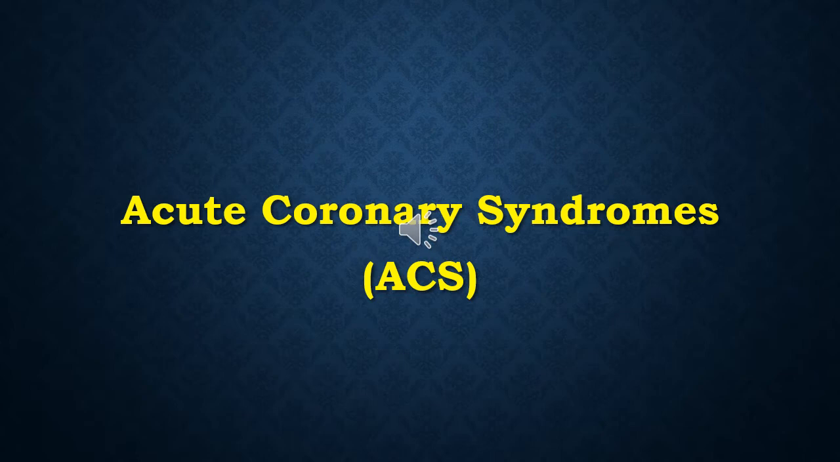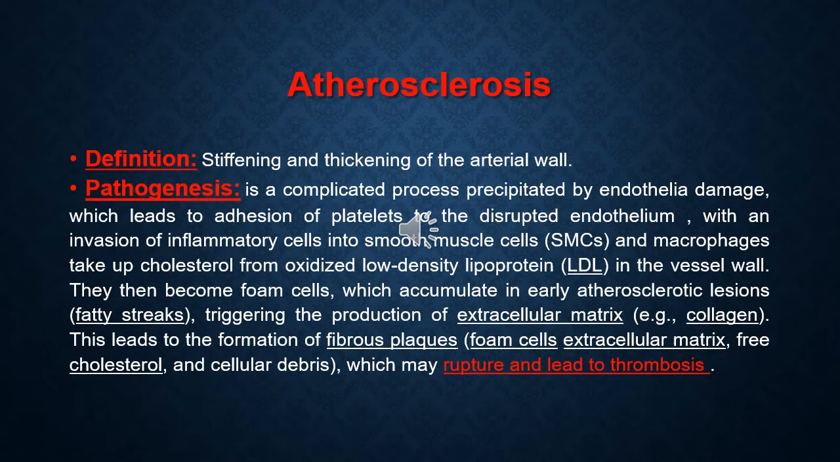Today we will talk about one of the most important topics in cardiology, which is called acute coronary syndromes. Firstly, we have to talk about atherosclerosis in general, which includes all the vessels and all the arterial tree, including coronary, cerebral, renal, and peripheral vascular system. Atherosclerosis means stiffness and thickening of the arterial wall. And atherosclerosis in any artery has the same pathogenesis, which we'll discuss later.